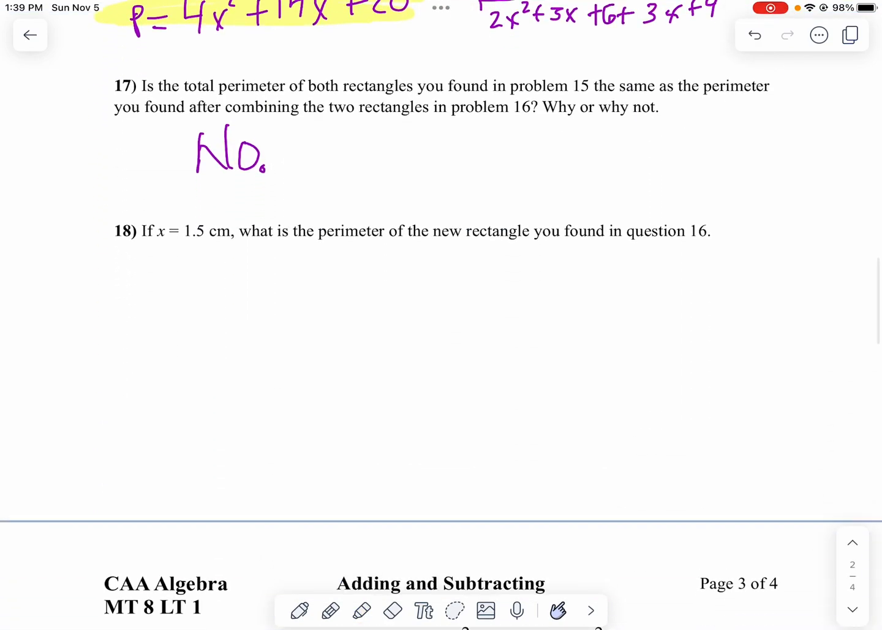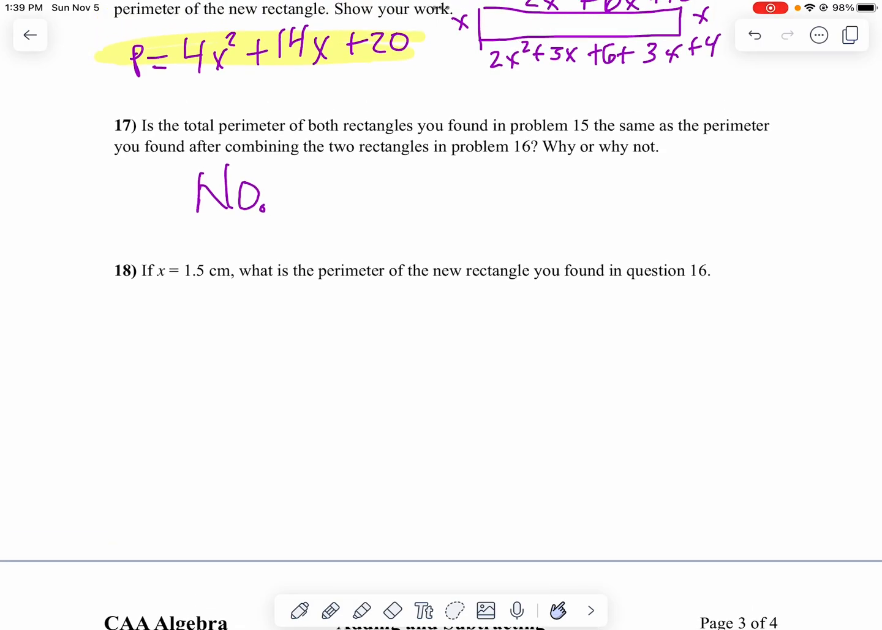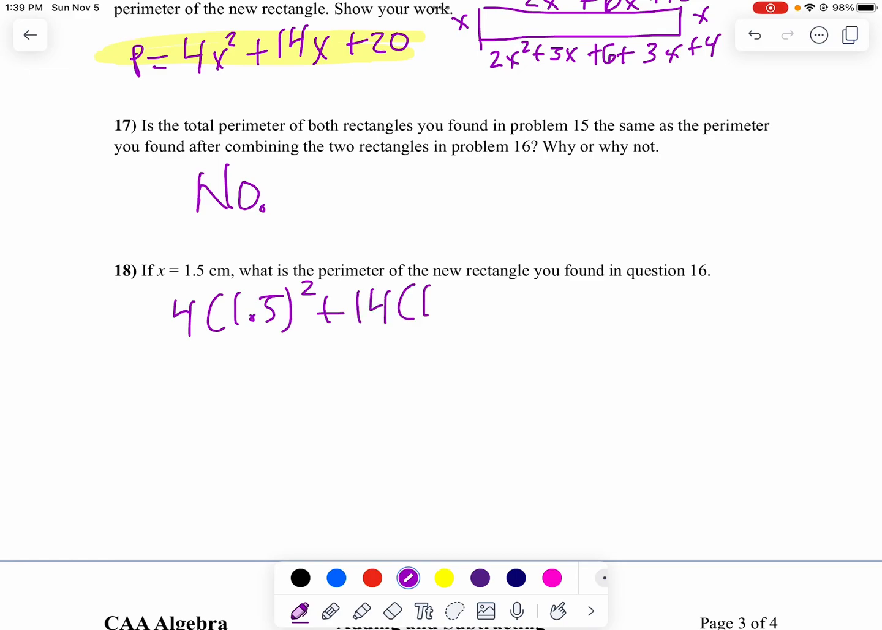Okay, and then finally, if x is 1.5, let's find the perimeter of the new rectangle we just did. So I'm just going to take 4 times 1.5 squared plus 14 times 1.5 plus 20. Well, 1.5 squared is 2.25. 14 times 1.5, that'll be 14 plus 7, so that'll be 21, because half of 14 is 7, plus 20.